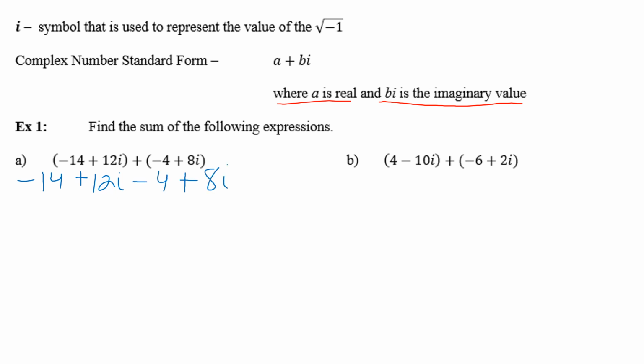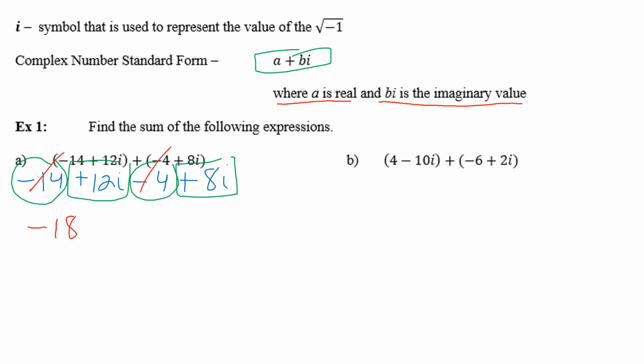From there we're just combining like terms. Anything that has an i will be grouped together, and anything that's a constant will be grouped together. So -14 is going to group with -4, and positive 12i with positive 8i. Keep in mind we want to write it in a plus bi format, so we combine the real numbers first. Real numbers are -14 minus 4, which gives us -18. And then the imaginary parts, 12i plus 8i, combine to give us a positive 20i. That will be my final answer for A.